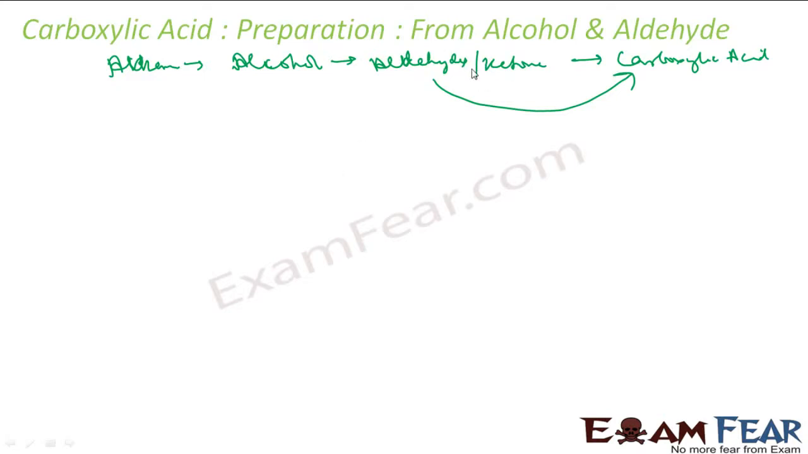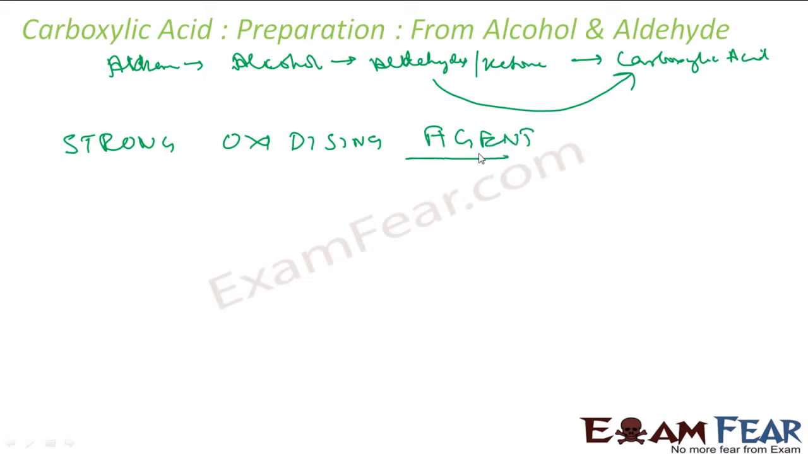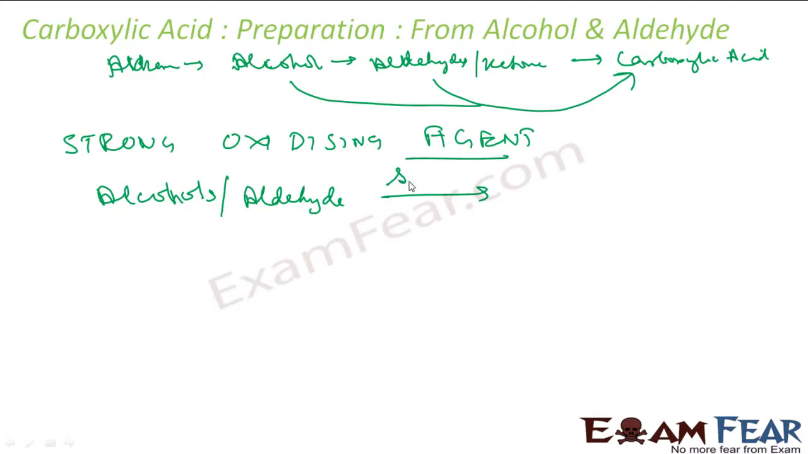Weak will not help. We have to use a strong oxidizing agent. Correct? If you use a strong oxidizing agent, for example KMnO4, CrO3, H2SO4, there are so many ways we can do it. So you have alcohols and aldehydes. You take any one, you're going from here to here and also here to here. You take alcohols or aldehydes, use a strong oxidizing agent, you get carboxylic acid.